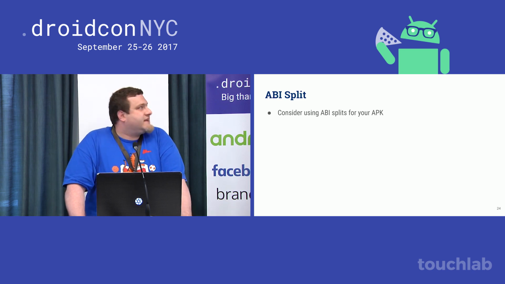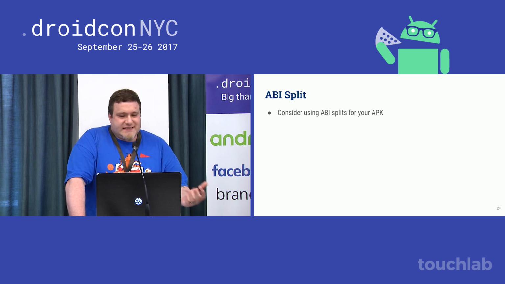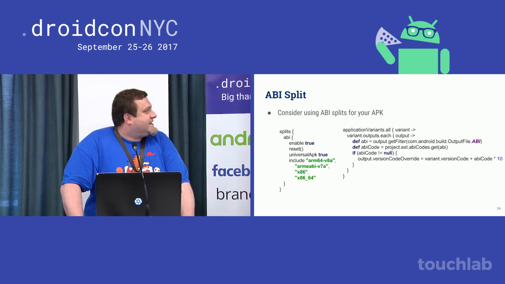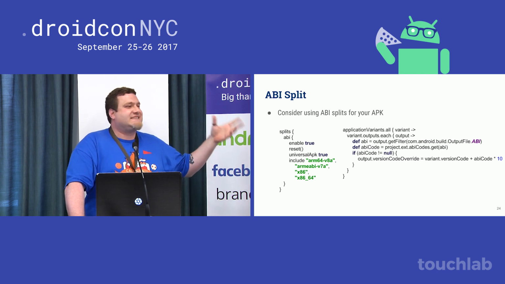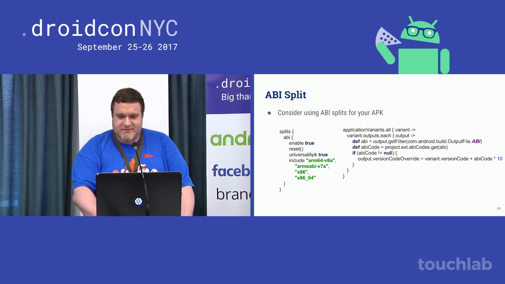So how do you get around this? One of the ways you can do it is you can consider an ABI split, right? It's not really hard to do ABI splits. You just need some Gradle. This looks a lot more complicated than it actually is. It's pretty straightforward. I think this is all documented online.